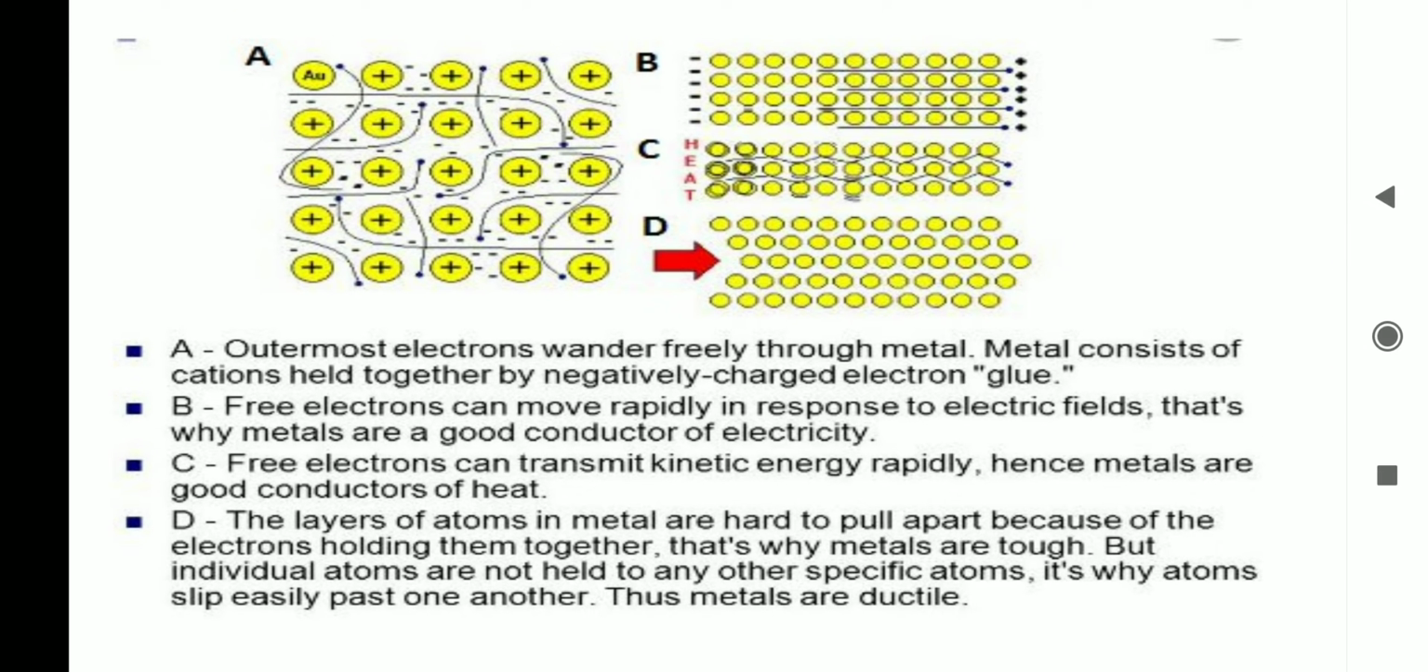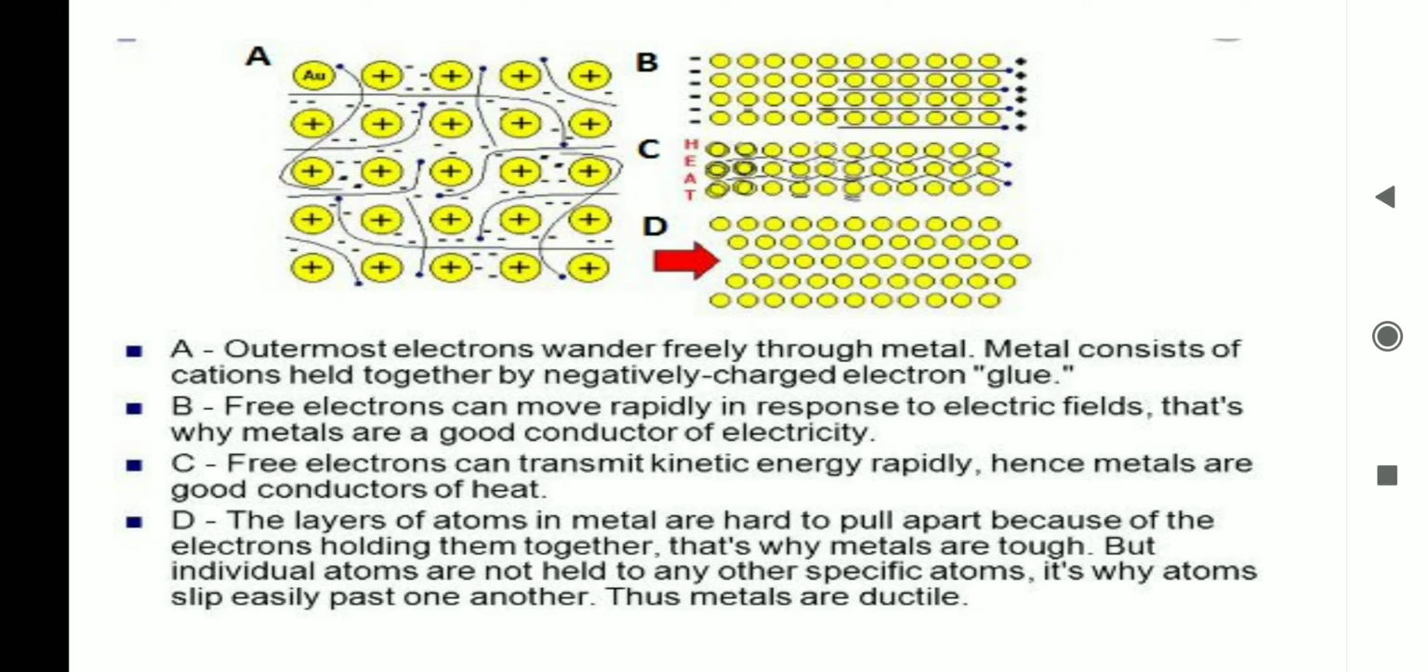Now you can see in figure A that we have the kernels occupying the fixed sites, and the free electrons wandering here and there throughout the lattice. So we can say that a metal consists of cations held together by a negatively charged electron cloud or glue. Now let us see figure B. In this figure, we can observe that the electrons are moving rapidly in response to the electric field, and that is why metals are good conductors of electricity.